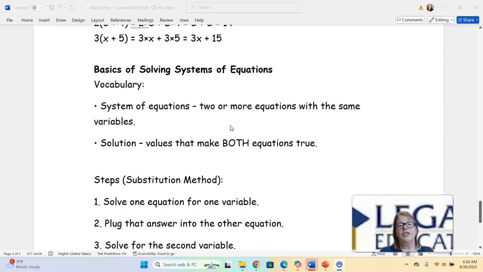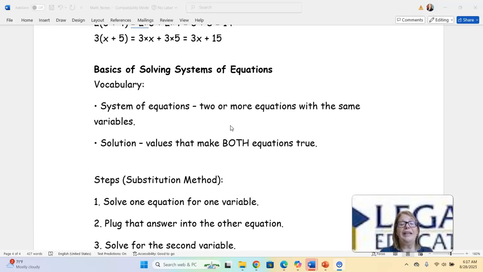So solving equations. Systems of equations is probably one of the more challenging concepts in this class. So let's just review the vocabulary before we hop in. A system of equations means basically 2 or more equations with the same variables, so that makes it a system. System might seem a little complex. It's really not. If we take the word system out and just say 2 or more equations with the same variable, it doesn't sound as scary.